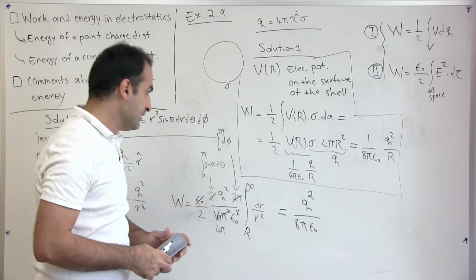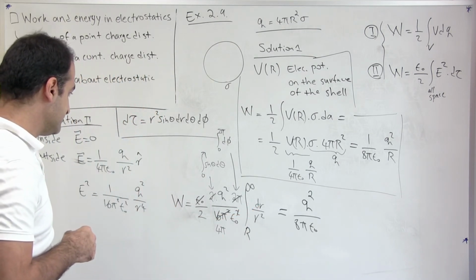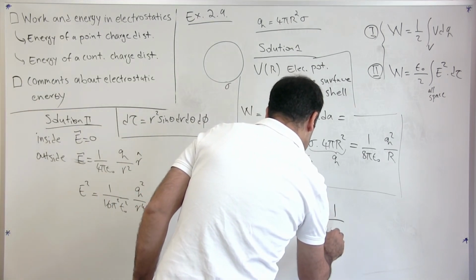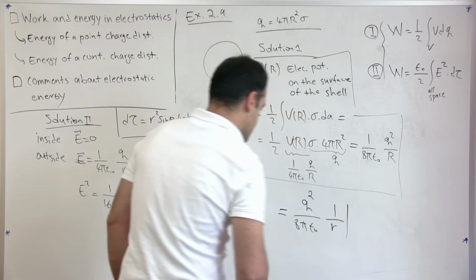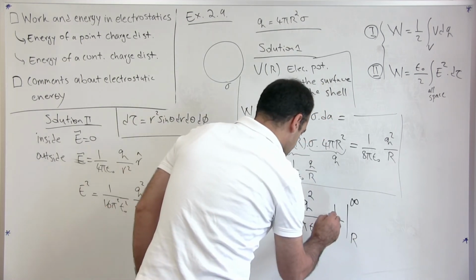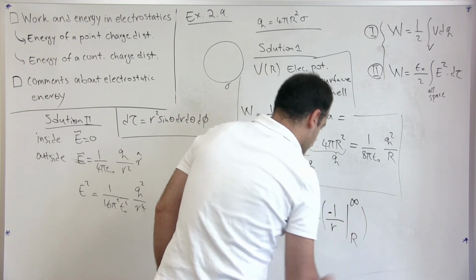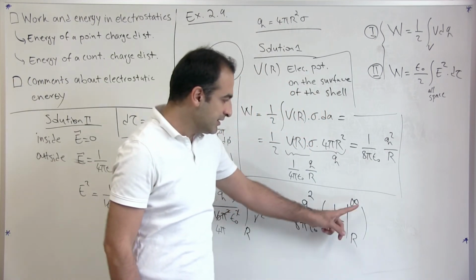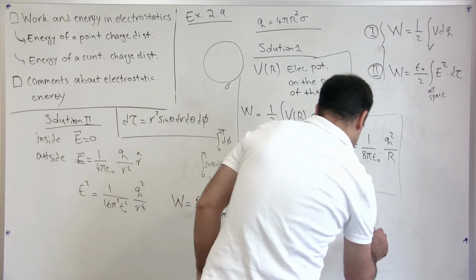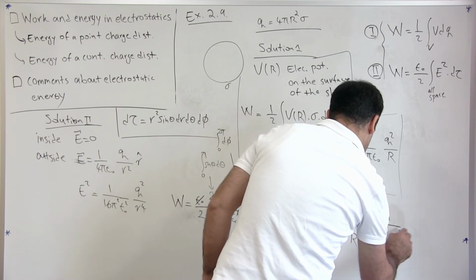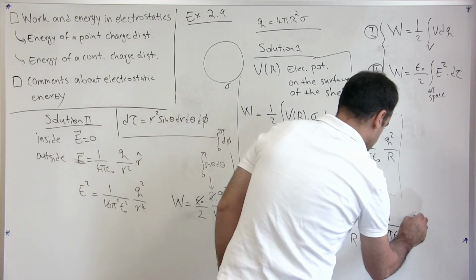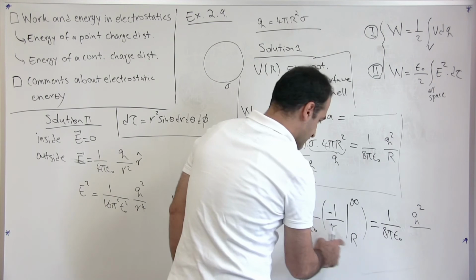This integral is 1 over r, with the limits of infinity and R. In fact, this integral is negative of 1 over r. At the limit of infinity, 1 over r is 0. At the limit of R, it becomes 1 over R, and the solution finally is 1 over 8 pi epsilon 0, with Q squared in the numerator, divided by R.